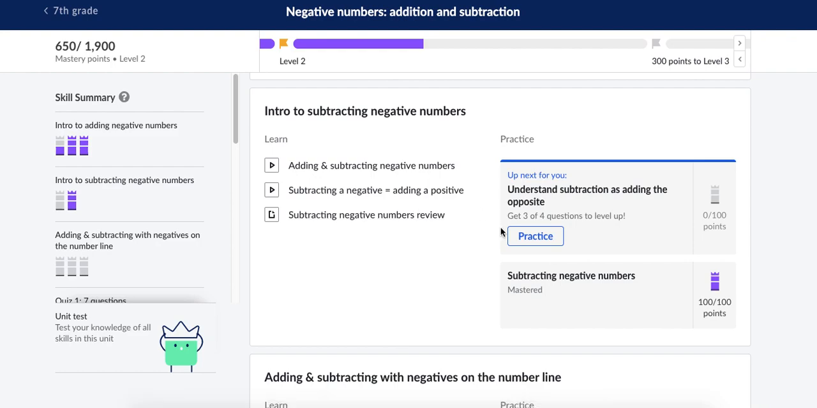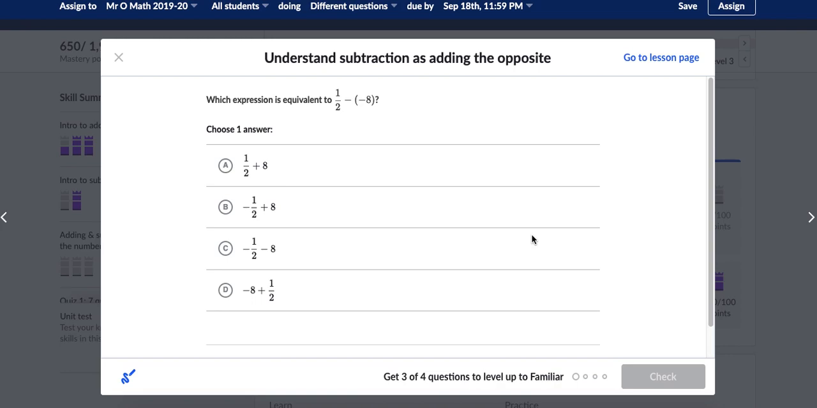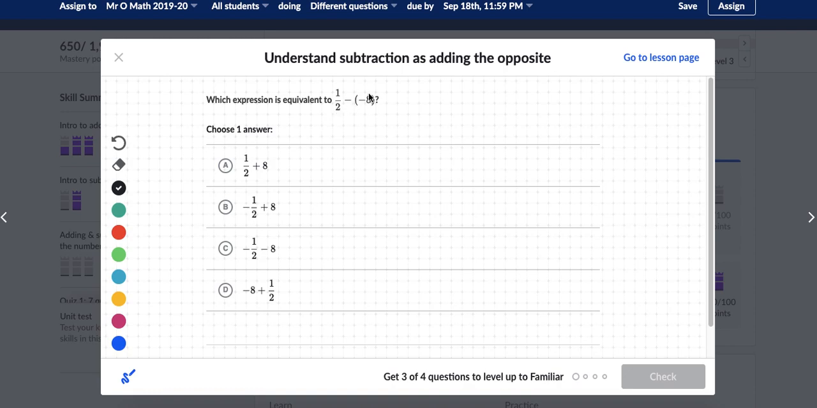Let's look at an intro to subtracting negative numbers. First of all, we want to check out the understanding that subtraction is just adding the opposite. We're going to take a look at some of the questions that we're presented with, and all we're doing is adding the opposite of what we've got. Which expression below is equivalent to half minus negative 8?